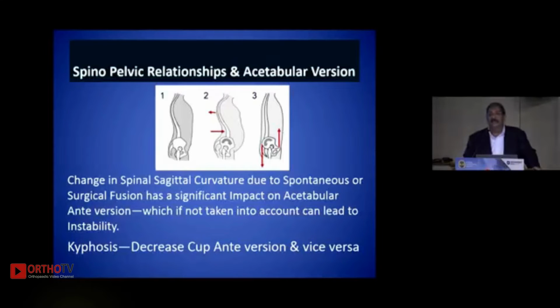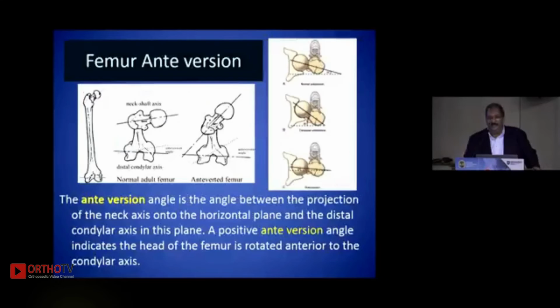Now, this is something which you will have a lot of literature recently on spinopelvic relationships in the acetabular version. Suffice to say that if the spine is fused in kyphosis, surgically or due to a pathology, decrease the anteversion of the cup. So that's the take home. If the lordotic fusion, then increase it.